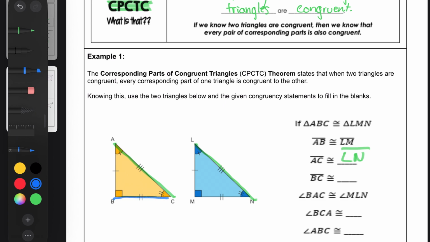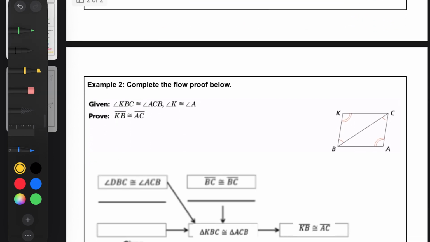We have BC at the bottom. BC is congruent to MN. We have angle BCA. So BCA is right here, is congruent to angle MNL. And then we have angle ABC is going to be congruent to angle LMN, okay? So corresponding parts of congruent triangles are congruent.